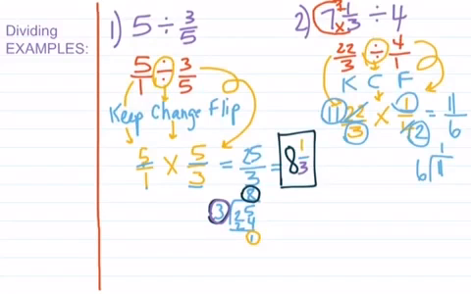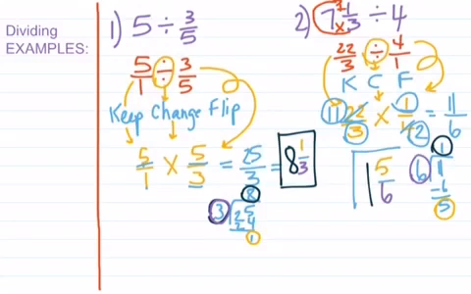6 goes into 11 once, with 5 left over. So our final answer is 1 and 5/6. Okay, the final answer is 1 and 5/6. That concludes today's lesson over multiplying and dividing with fractions.